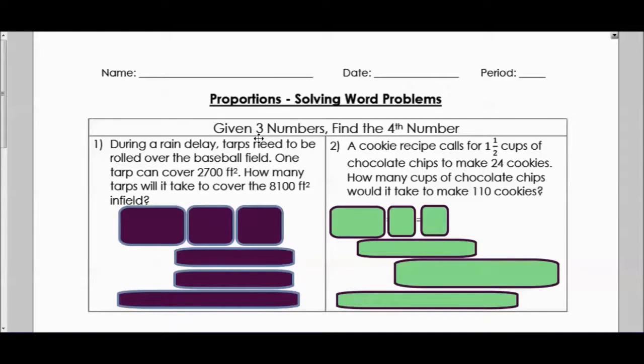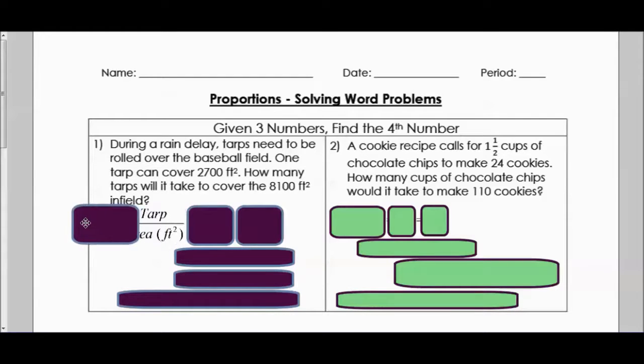The first one says, during a rain delay, tarps need to be rolled over the baseball field. One tarp can cover 2,700 feet squared. How many tarps will it take to cover the 8,100 feet squared infield? So we're talking about the number of tarps that can cover some area. We have one tarp covering 2,700 feet squared. And then the question, again, that's really the important part. How many tarps will it take? How many tarps will it take to cover this area?